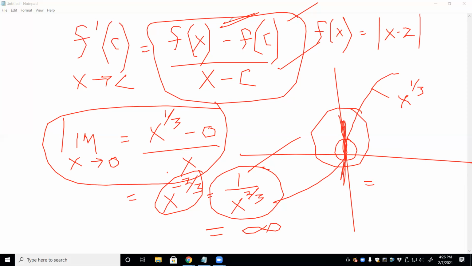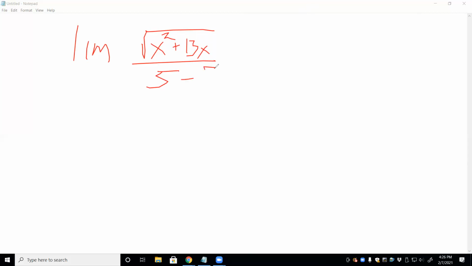So I wanted to do 2 things now. I'm hoping to kind of hit 2 birds with 1 stone. Okay. I have a question. This is for limits at infinity. Okay. So this is the question. Let me just get it on paper here. So it's the square root of x squared plus 13x, and that's all over 5 minus 8x as the limit as x approaches negative infinity.